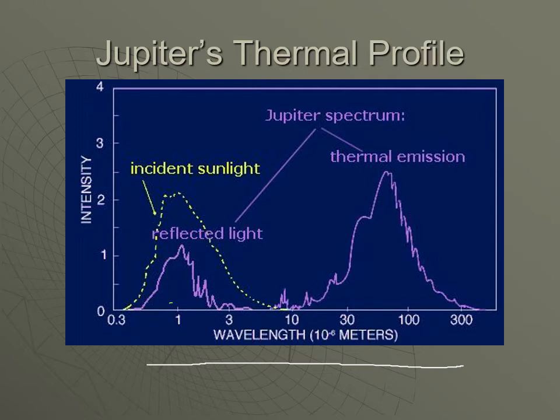Well, clearly, the area under the purple curve is more than the area under the yellow dashed curve. That means that Jupiter is giving off more energy than it gets from the sun. It's almost twice as much energy as it gets from the sun. So that was a huge shock, that Jupiter is giving off more energy than it gets from the sun. And so that means something has to be generating heat in the interior of Jupiter. Otherwise, it would have cooled off.